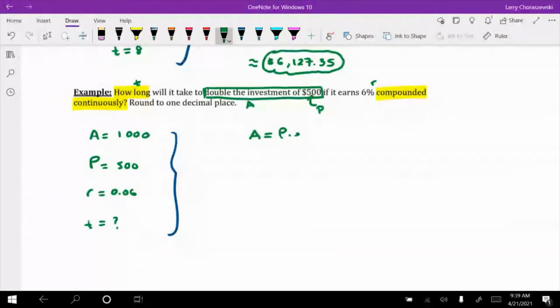A equals P times e to the RT. Let's replace A with 1,000, P with 500, R with 0.06, and let's leave t as is. So we're solving for t, and it's in the exponent. So this is an example of an exponential equation, something we went over last time. And remember, the most important part is the start, where we have to isolate the exponential expression. So we want to get what I have boxed by itself before bringing in any logs. So what we should probably do is divide each side by 500 to make that happen.